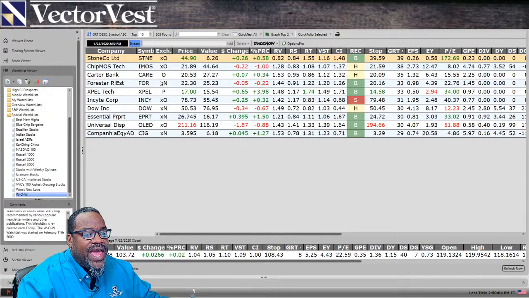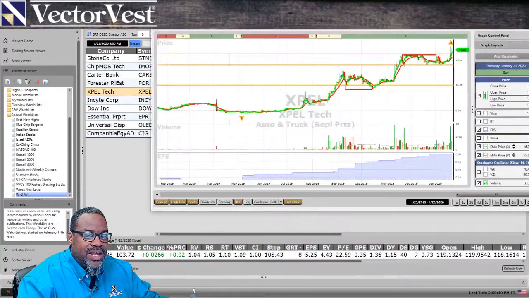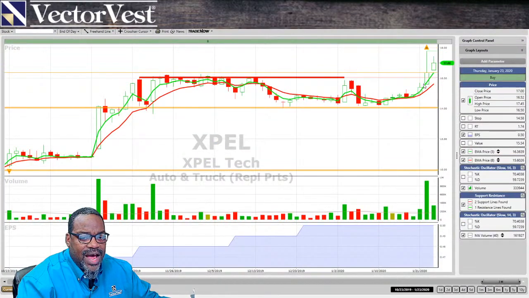Updated every Friday. XPEL looks good. Let's go look at XPEL real quick. Let's go view the stock graph. And look at that. It is moving. Look at that. And I always like to look at a 3-month graph. How about XPEL breaking through that level of resistance first?